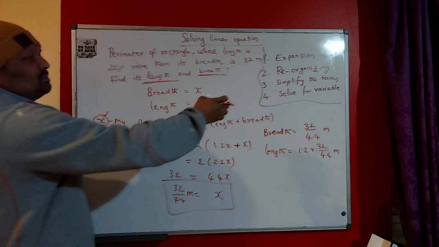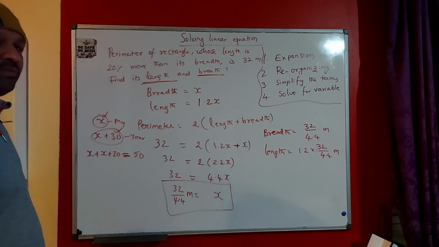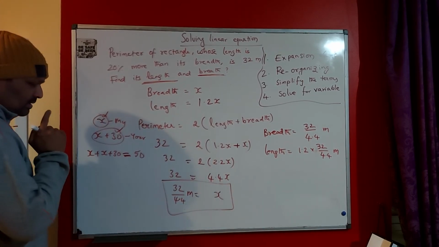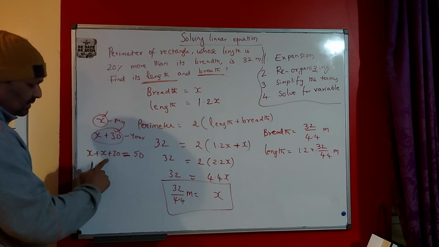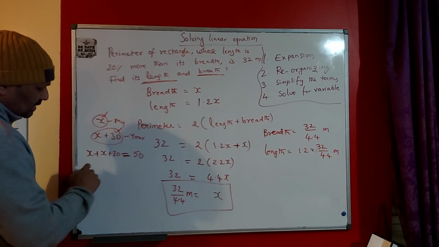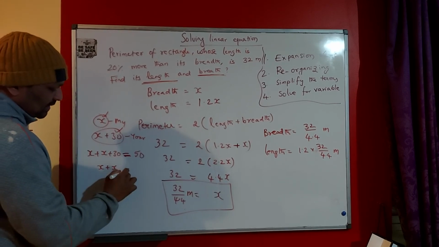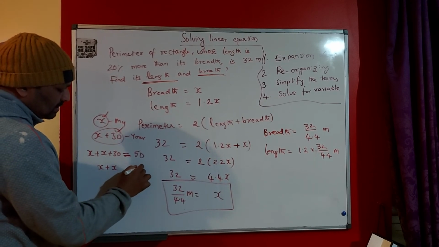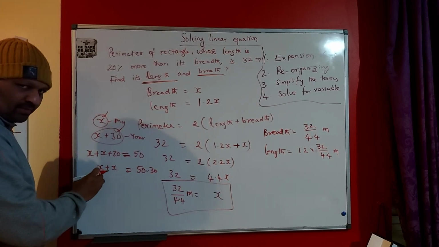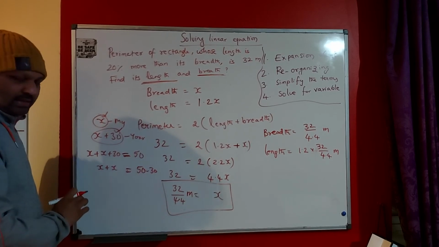Again, stick to these 4 steps: expansion, reorganizing, simplifying terms, and solve for variable. Is there a need for expansion? No. Reorganizing? Yes, we have to reorganize. How should we reorganize? Here, x plus x. You take 30 to the other side. Thereby, we have all the variables on one side, all constants on the other side.